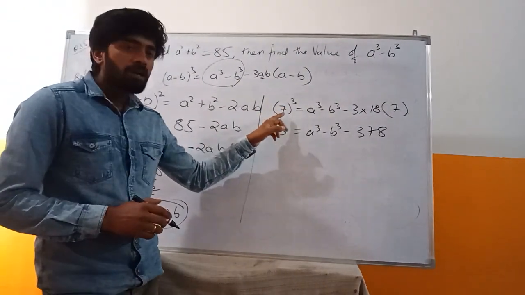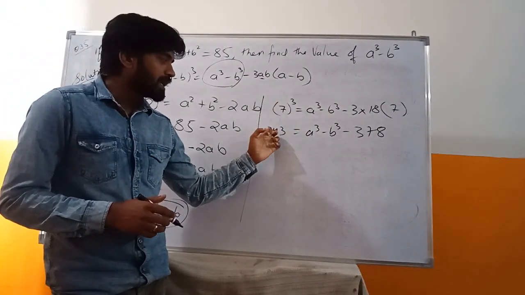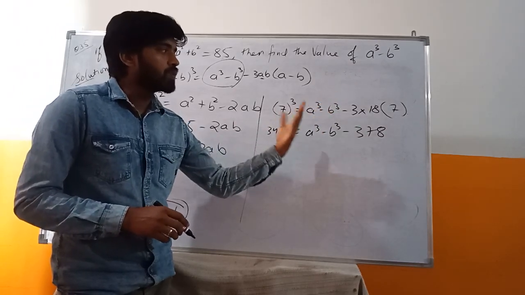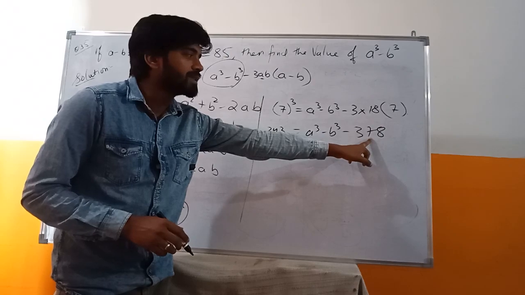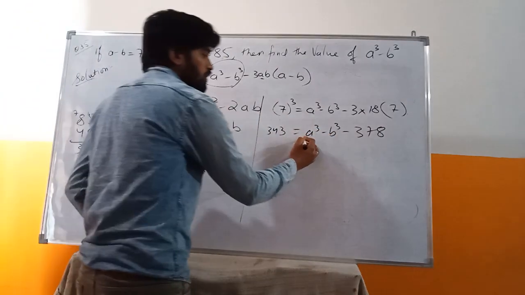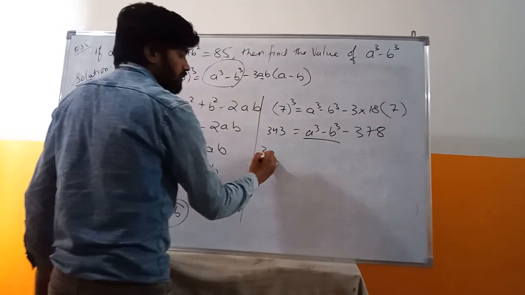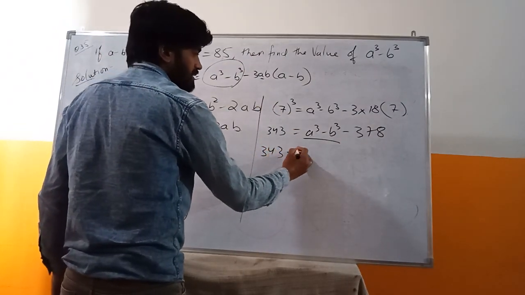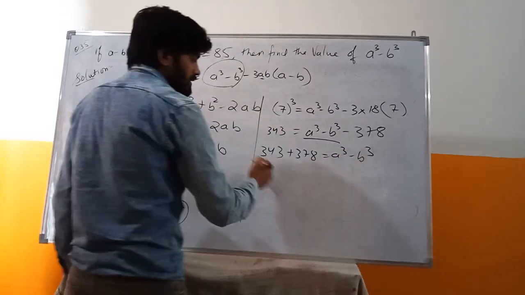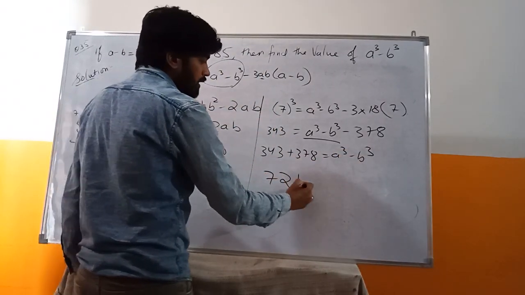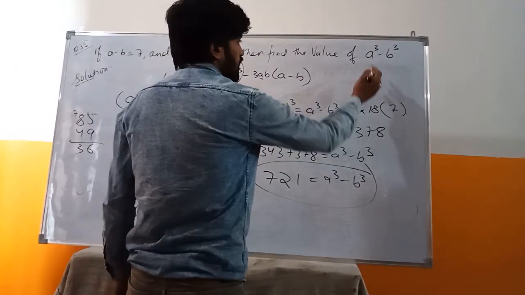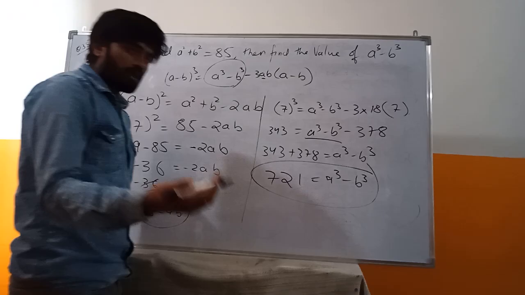After I multiply 7 into 7 into 7, I'll be getting 343 equals a cube minus b cube minus 3 into 18 into 7, that's going to be 378. But I don't need 378 over there because I just need to find the value of this part. So 378 is going to come on this side, so plus 378. When I solve this, I'm going to get 721 equals a cube minus b cube, and that's what I had to find the value of, a cube minus b cube, and I got the answer.